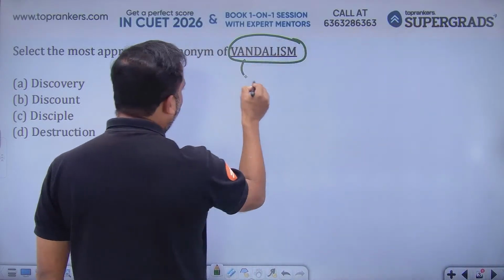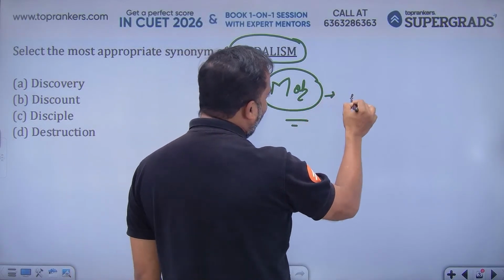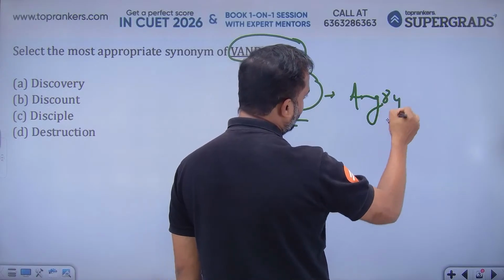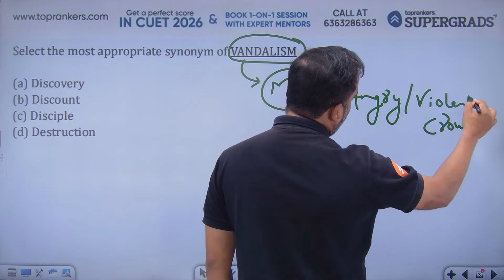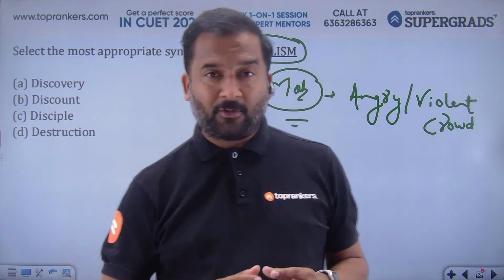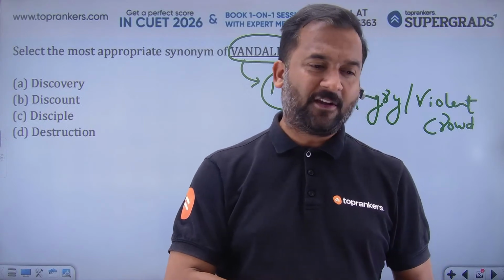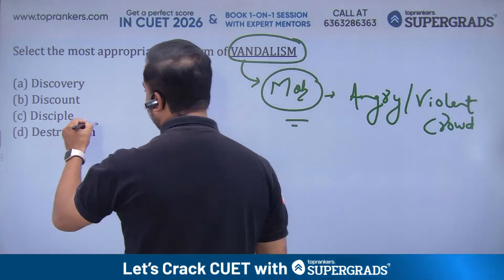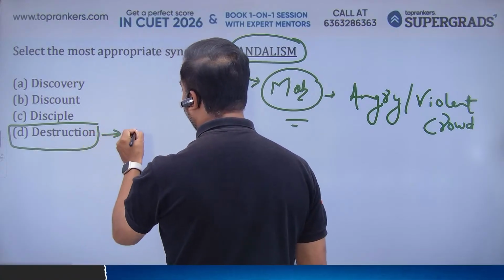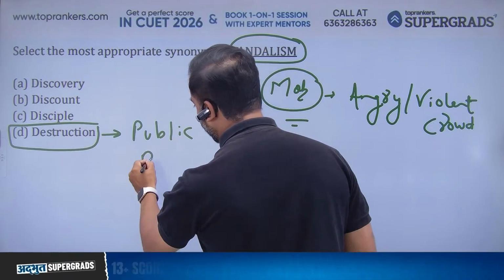Vandalism generally क्या होता है when you see a mob is angry or violent crowd, right? So जब ये mob सड़क पे आ जाता है, तोड़फोड़ करने लगता है, दुकानों को लूट लेता है, बसों में आग लगा देता है, that is what we call an act of vandalism. So vandalism is basically destruction and destruction generally of public property. Generally public property का destruction होता है. That is what vandalism is.